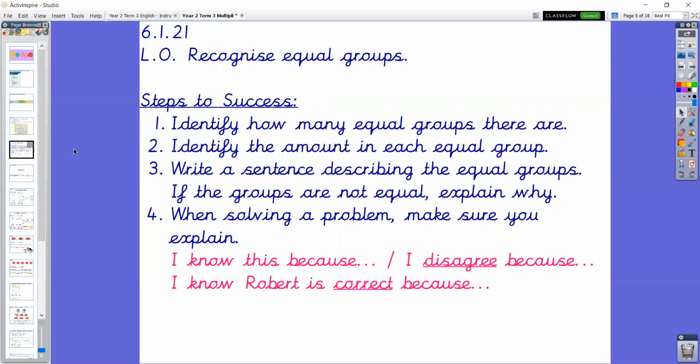We're going to practise saying these sentences together today, just like we would in the classroom. If the groups are not equal, explain why. And of course, when solving a problem, please make sure you explain. So there's an example of some phrases you might use here. I know this because, or if you're asking whether you agree or disagree, explaining using I disagree because, or if you're answering if something is correct or incorrect, starting with I know Robert is correct because, or whoever the character may be.